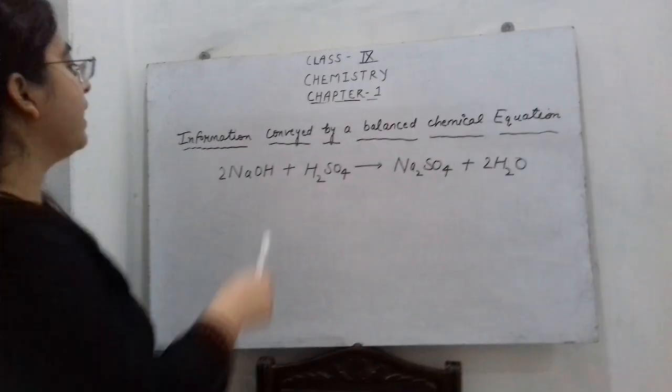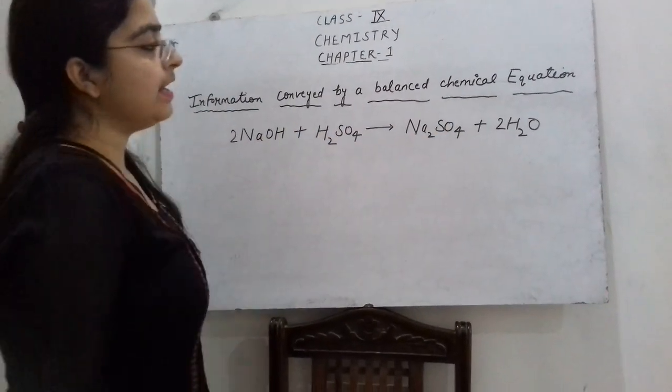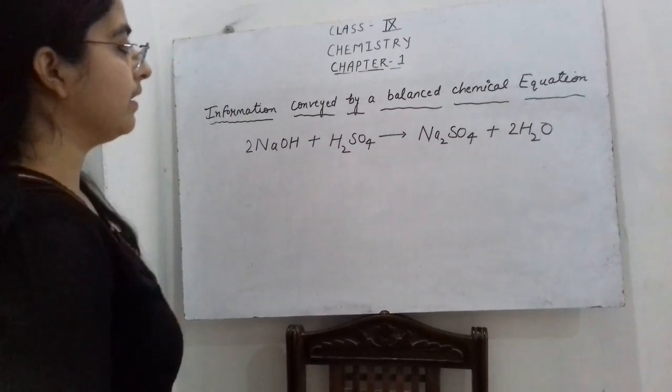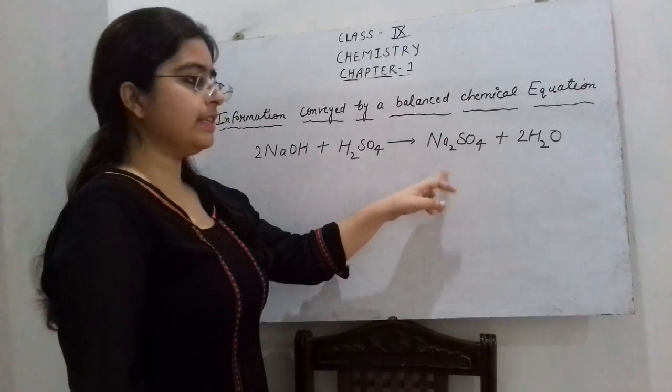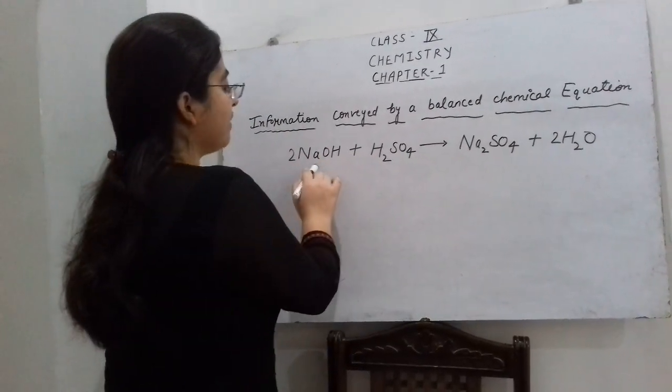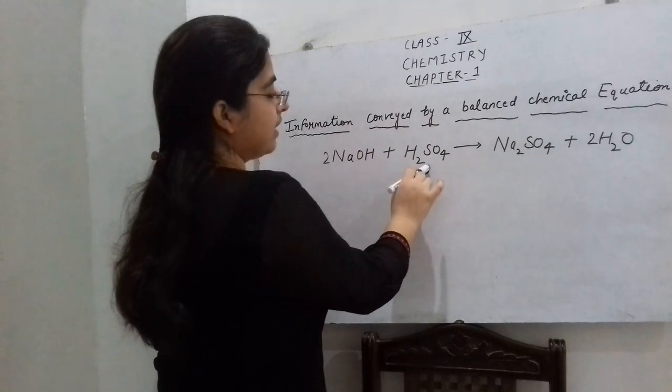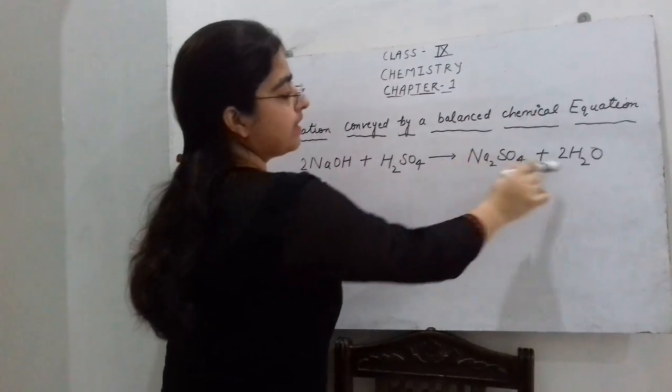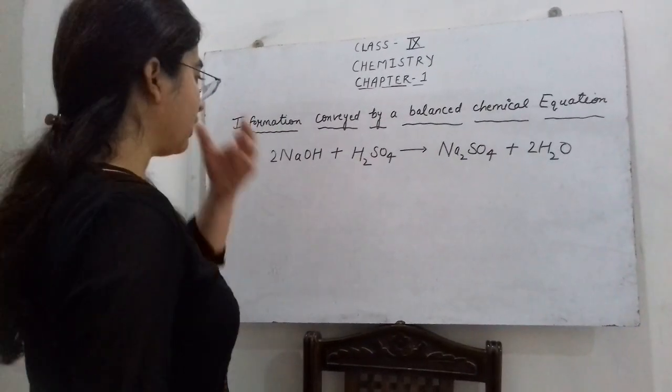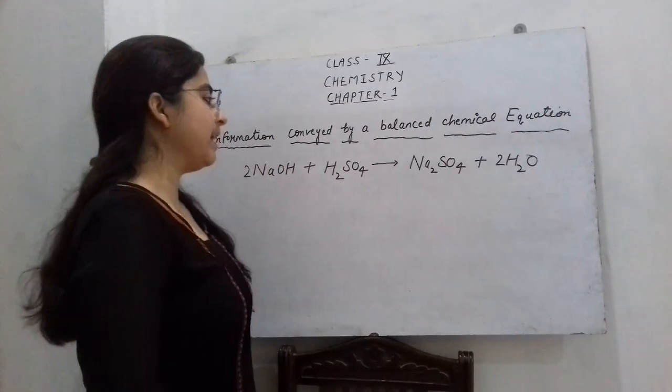Next topic is information conveyed by a balanced chemical equation. Here we have taken one balanced chemical equation. Sodium hydroxide and sulfuric acid react to form sodium sulfate and water. You can see that this reaction is balanced.